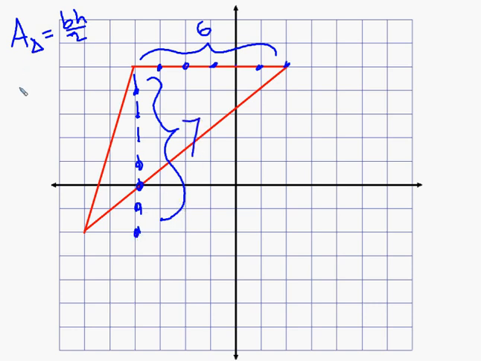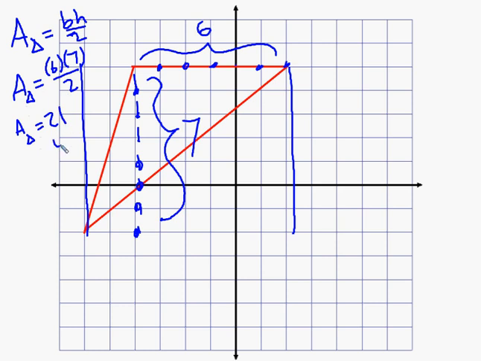So, it doesn't matter where I draw that. I could draw it there, I could draw it there. No matter where I draw it, it's 7. So we get 6 times 7 divided by 2. In this case, I might divide that 6 by 2 first. Then I will get 21 units squared. Any questions how we did that with the drawing?